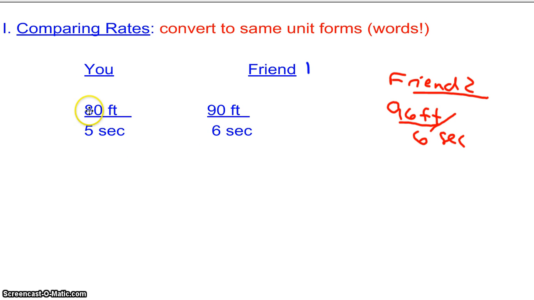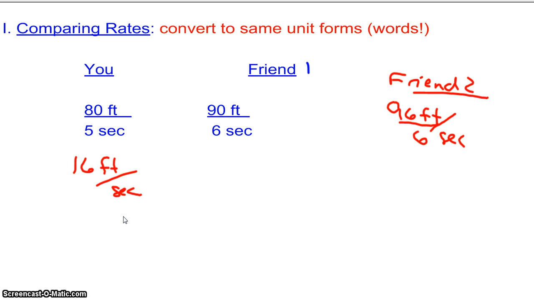So what operation will we use to simplify that to a unit rate? If you're saying division, you got it right, right? Divide, 80 divided by 5. And 5 goes into 8 once, leaving you with 30. 5 goes into the 30 six times. So you are running at 16 feet per second.